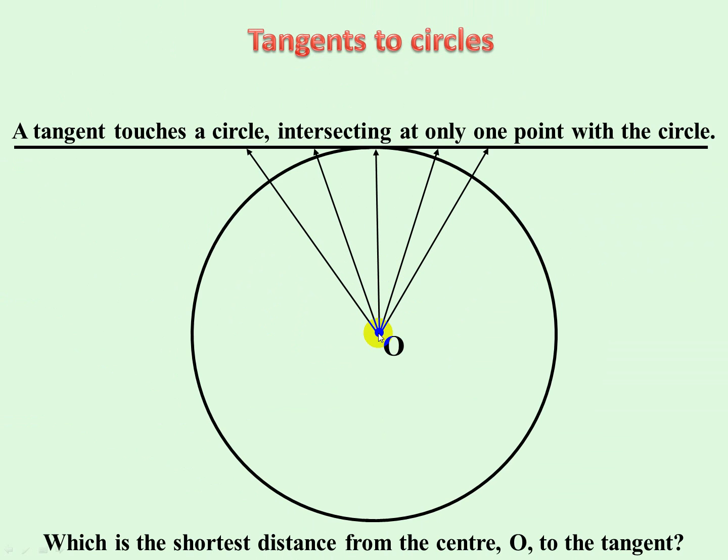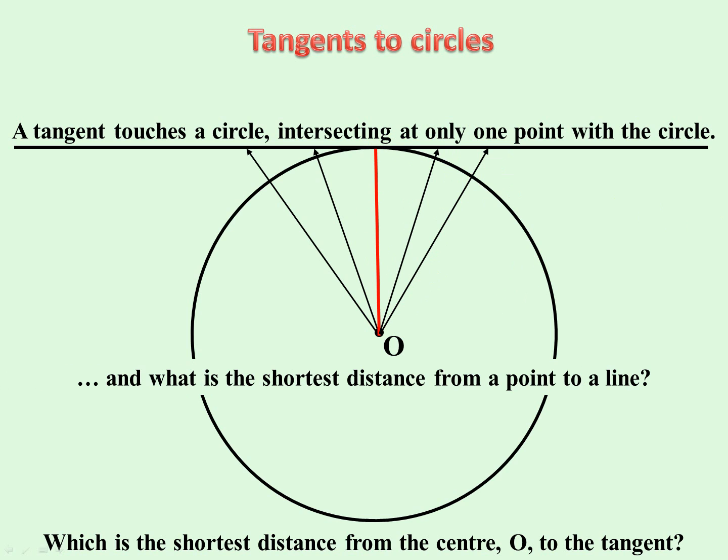What's the shortest distance? I think it's fairly obvious because all these other places are outside the circle, so it's fairly obvious that we have to go to the point of contact to get the shortest distance. But then I ask, well, what is the shortest distance from a point to a line? It's got to be the perpendicular, the right angle.